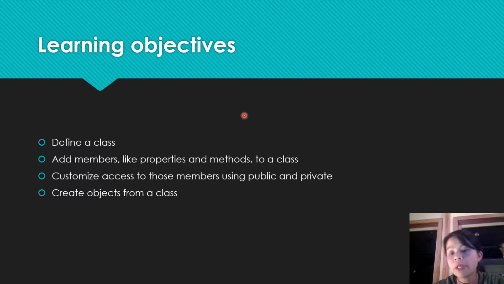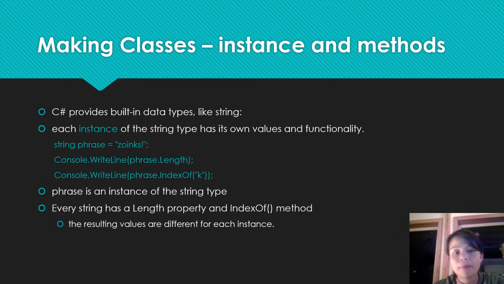Our learning objectives for this lesson are to define a class, add members like properties and methods to a class, customize access to those members using public and private, and then create objects from a class. So let's begin by looking at making classes, instances, and methods.